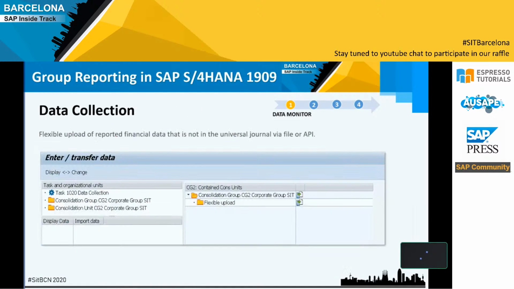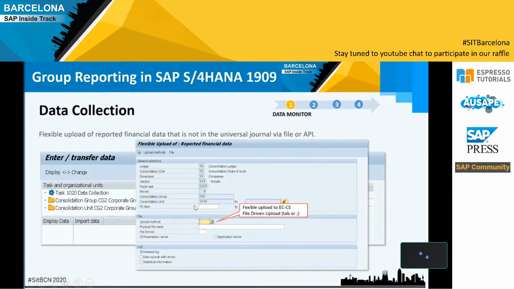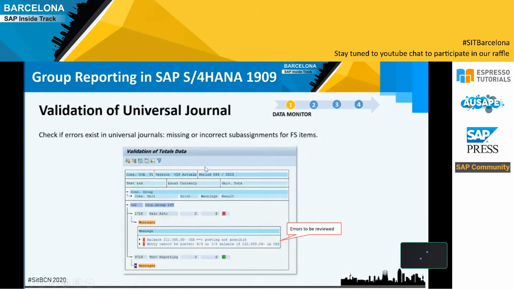If the company is not in finance, we need to import the records. We can use the data collection via file or API. If we click flexible upload, the system will allow us to define which upload method, whether it will be a file or from an application server, and the template that we will use to upload the records for non-finance records or for companies that are not in S4HANA.